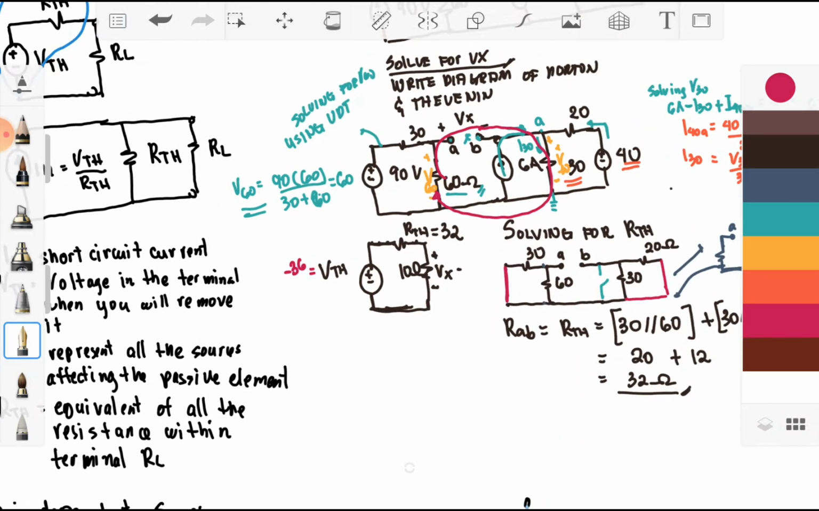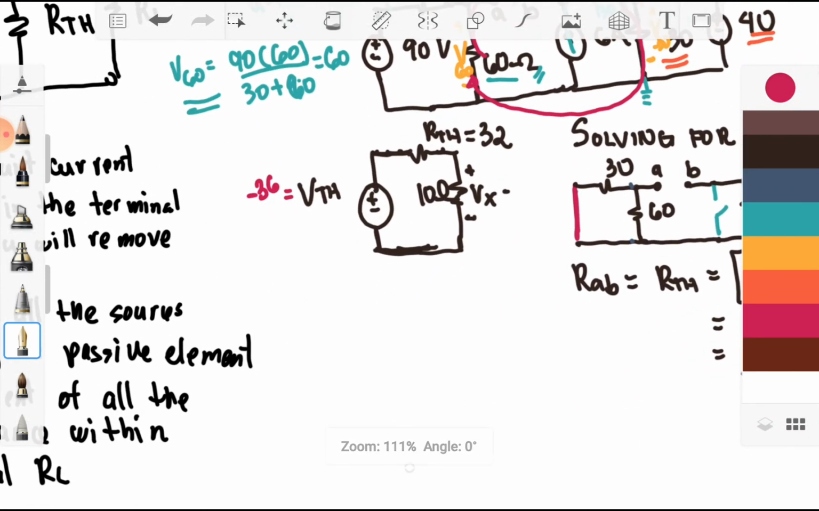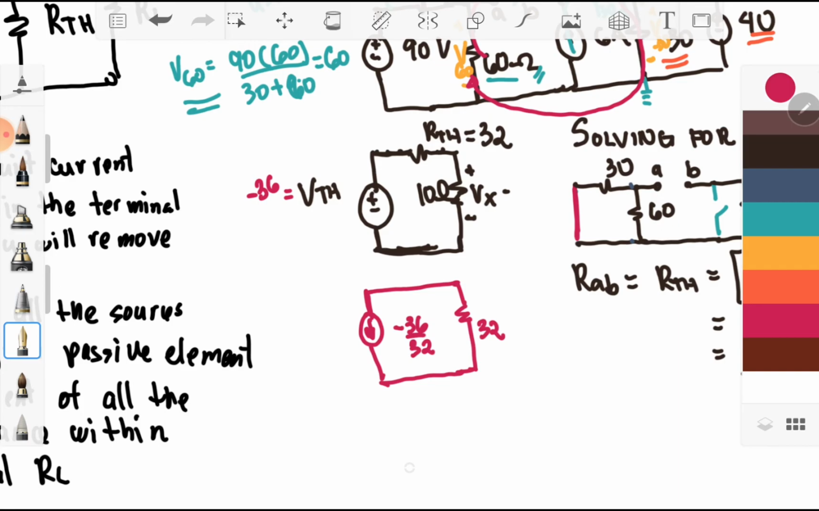So getting the Norton equivalent, you will have a current equal to negative 36 over our RTH, which is equal to 32. Since it is negative, the current direction is going down. Okay? And then a parallel combination of your 32 ohm, which is your RN, and then your 10 ohm resistance. This is your Norton equivalent.